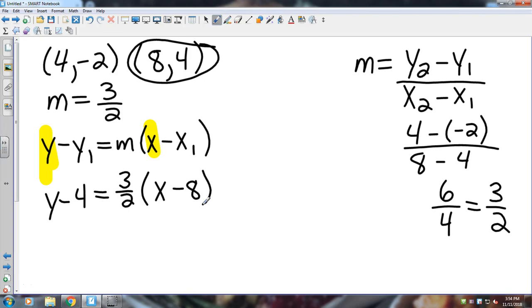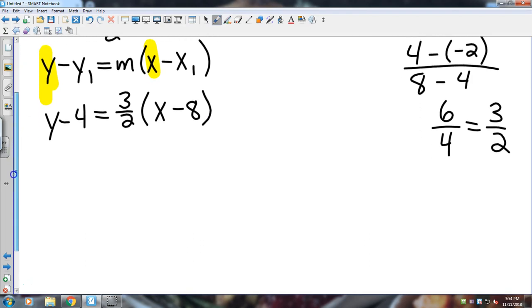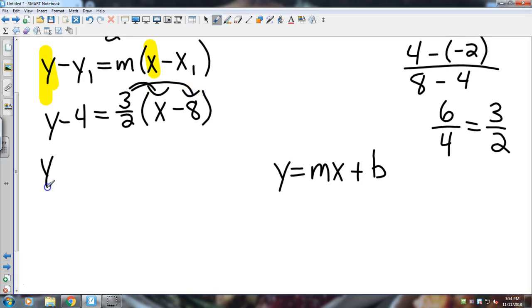Now, at this point, they might ask us to go to slope intercept form. So we want this in the y equals mx plus b. So getting a lot of stuff out of this one problem. So again, if we're going to get y by itself, we've got to do that distributive property over there. So we'll bring down the y minus 4. 3/2 times x is just 3/2 x. And then 3/2 times negative 8.